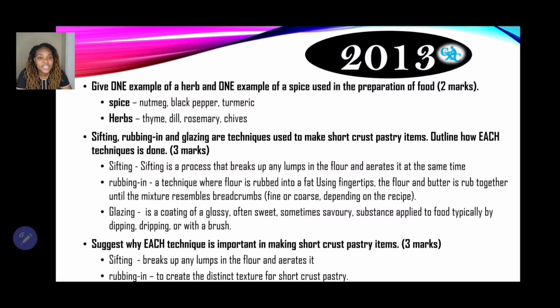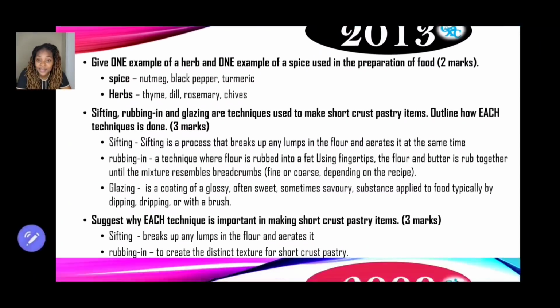Good. Now suggest why each technique is important in making short crust pastry items. 3 marks. Now sifting. It is important because it breaks up any lumps in the flour and aerates it, right? As it relates to rubbing in, it creates the distinct texture of a short crust pastry, as you know that the crumb is crumbly for a short crust pastry. And as it relates to glazing, it allows the product to be more moist and also to enhance the presentation of the product as well.